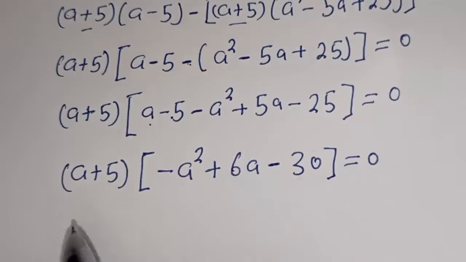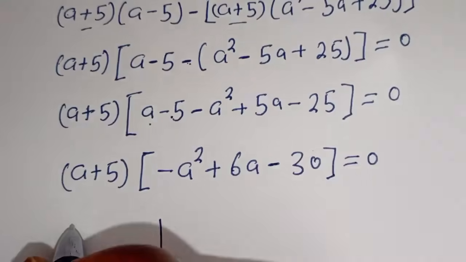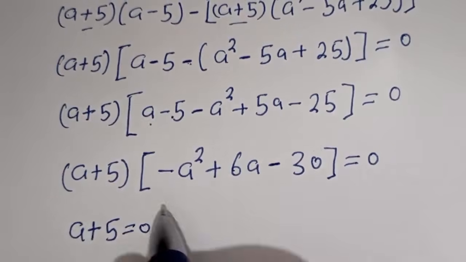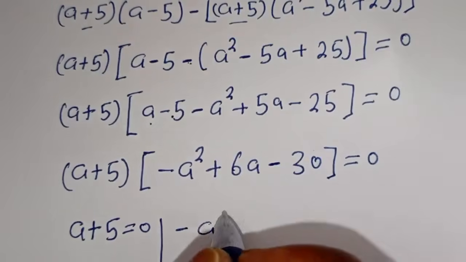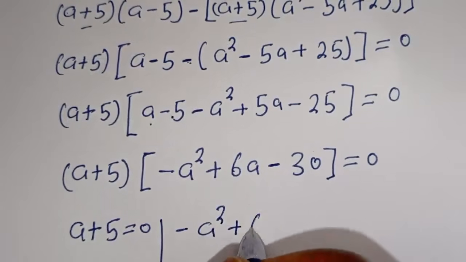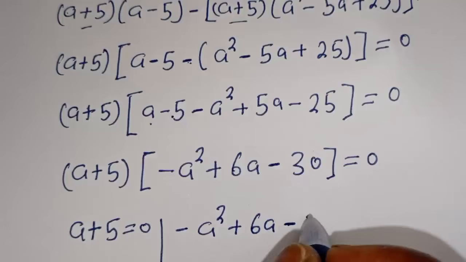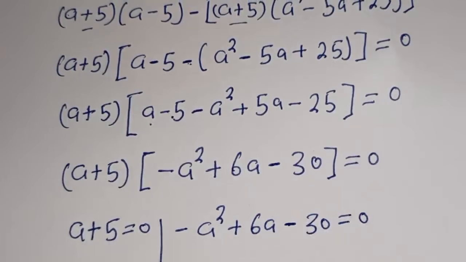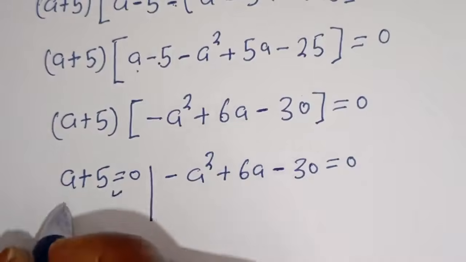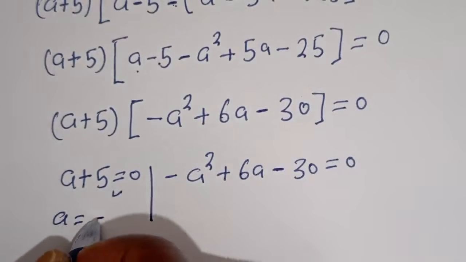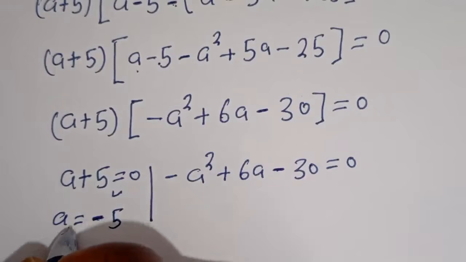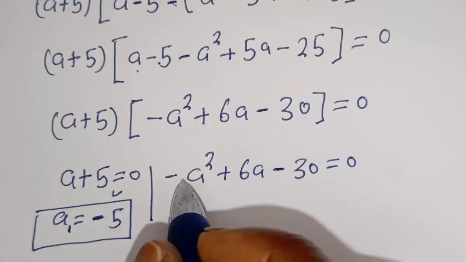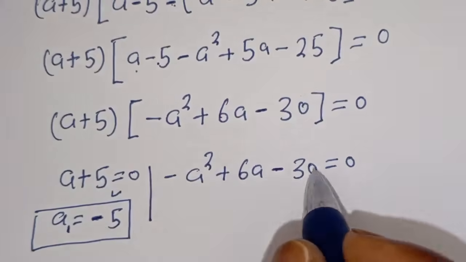Here there are two cases. The first case is a plus 5 is equal to 0, and the second case is minus a squared plus 6a minus 30 is equal to 0. Then from here, a is equal to minus 5. Let's call this a1. And from here, we have minus a squared plus 6a minus 30 is equal to 0.